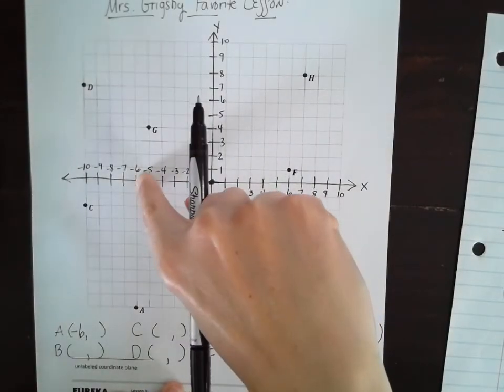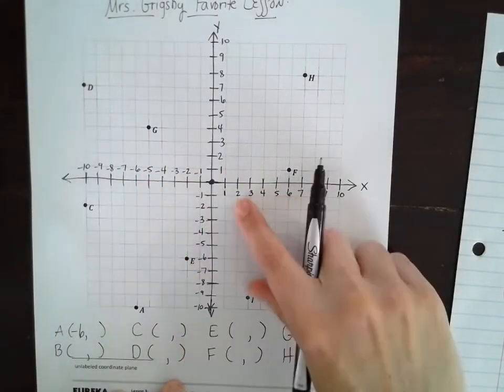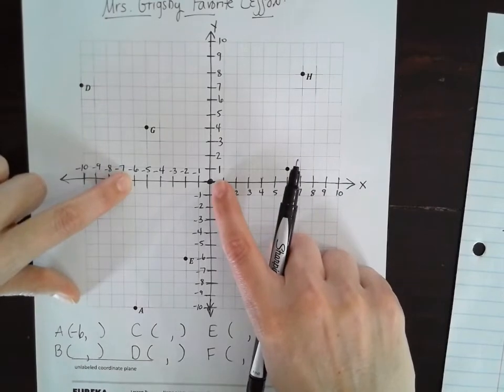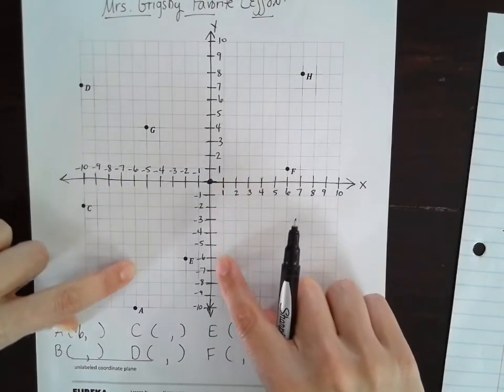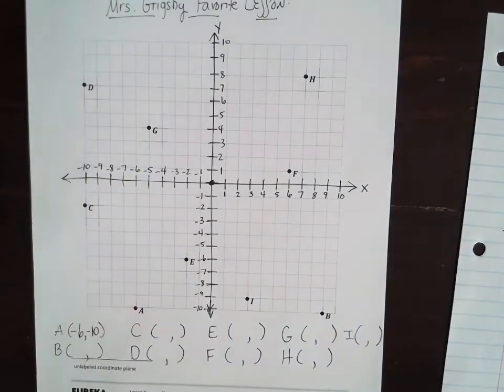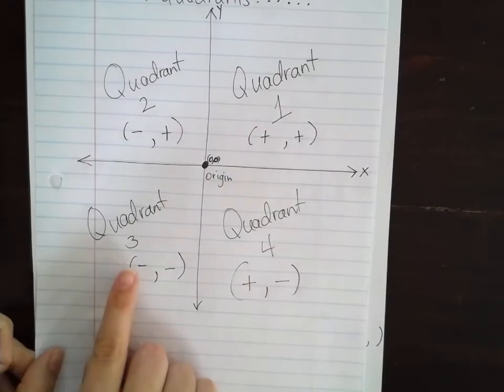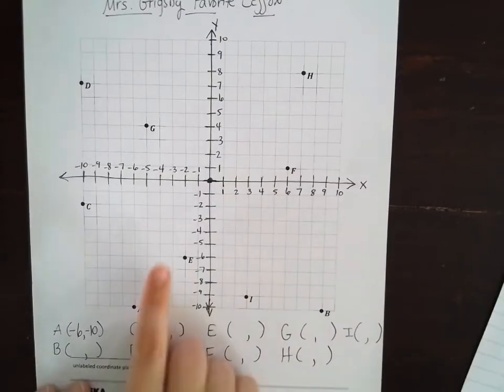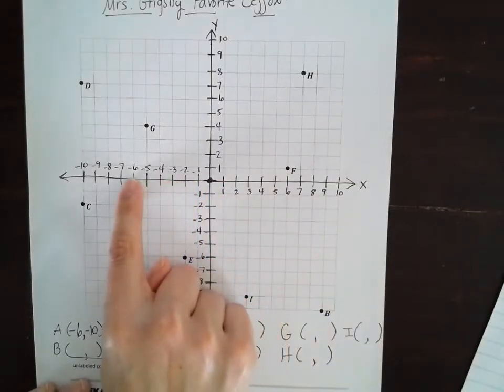And then we're going down on the y. See, we got to travel. It's at -6 for the x. Travel along the y, going down. And A is actually all the way at -10. So if you remember, quadrant 3 is a negative negative. So A is -6, -10.